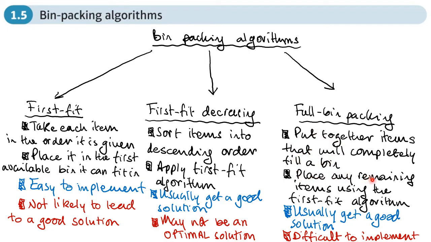Then any items that are left over that you can't put together to completely fill a bin, these are placed in bins using the first fit algorithm. So we go back to this algorithm to place the remaining items. Now the advantage with this type of bin packing is usually to get a good solution. However, the disadvantage is it's difficult to implement, especially if you've got a lot of data items, because having to inspect them manually to see which ones fit together to fill a bin is going to be difficult and time consuming.